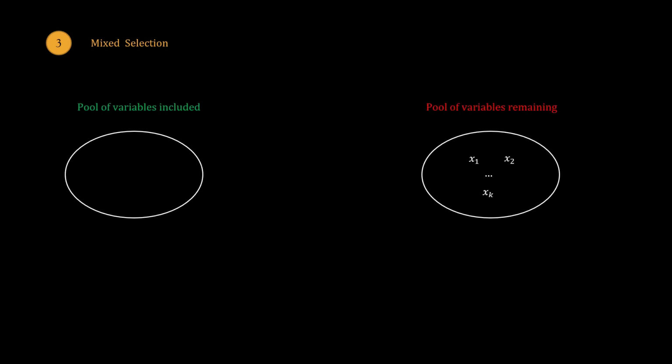The third approach is called mixed selection. It's basically a combination of forward and backward selection. So we start with a null model, then we add variables using the forward selection method. But before adding the next variable, we check the significance of all variables currently included in the model, and if the p-value of any of the included variables is not significant, then we discard it back to the remaining pool. This step is the backward selection step.